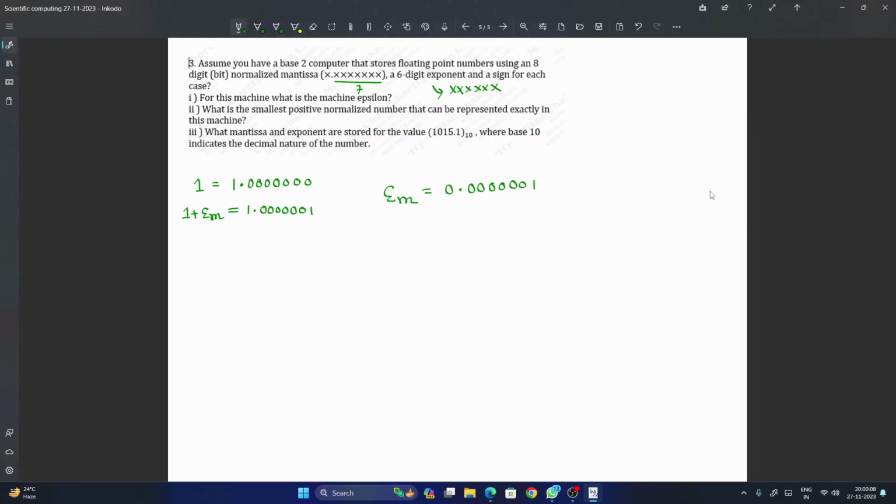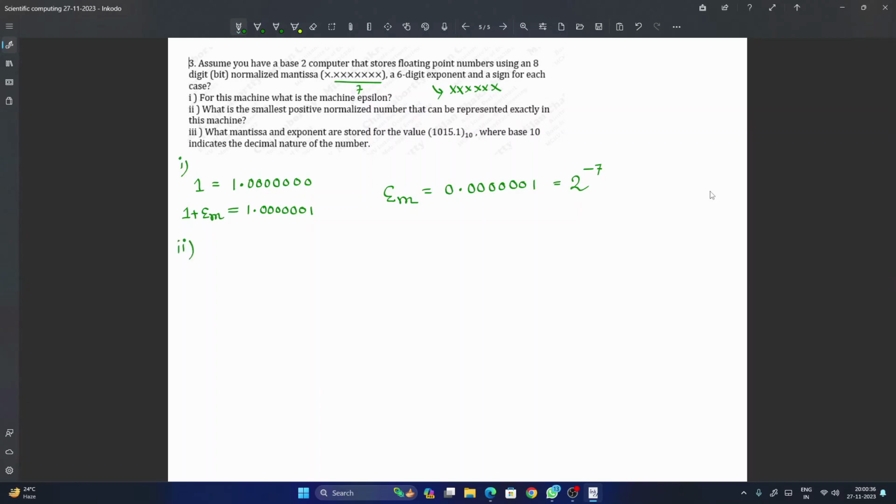That means in the binary system, it will be 1 into 2 to the power minus 7, counting 1 2 3 4 5 6 7. Is it correct or is there any doubt? I think no doubt is there.